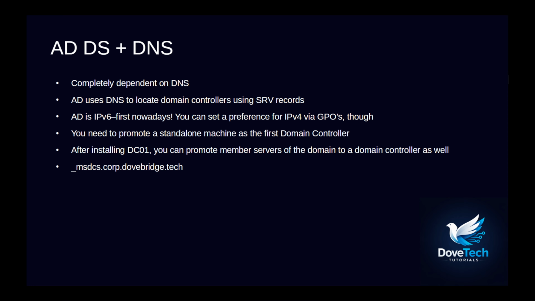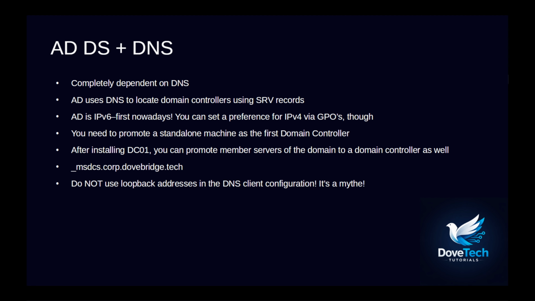AD-integrated zones store DNS data directly inside the Active Directory database, which means they replicate automatically between domain controllers. No manual zone transfers needed. It also creates a special zone called _msdcs.corp.dovebridge.tech, which holds all the SRV records that allow clients and other domain controllers to find services across the domain.